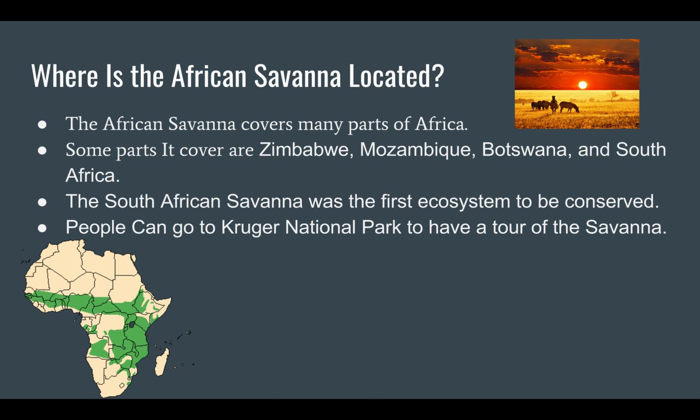Where is the African savanna located? The African savanna covers many parts of Africa, like I said in my previous slide. Some parts it covers, it's mostly South Africa. I did find a few other parts it covers, but South Africa is one of them. The South Africa savanna was actually the first ecosystem to be conserved, which I found really cool. And people can go to Kruger National Park to have a tour of the savanna, and you can go on tours of the savanna there.